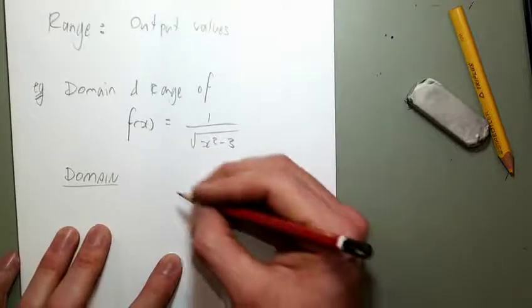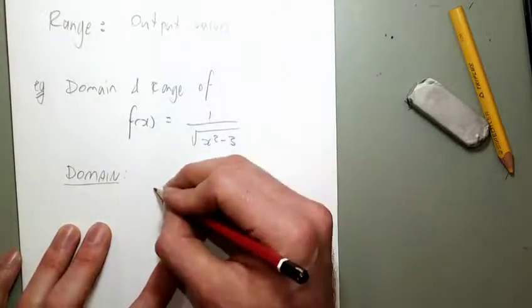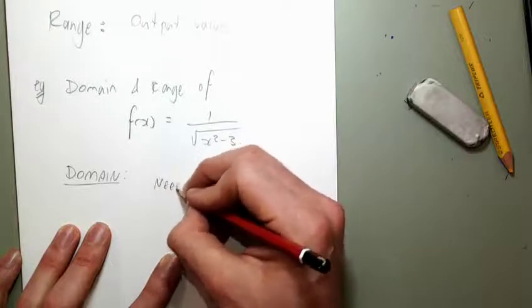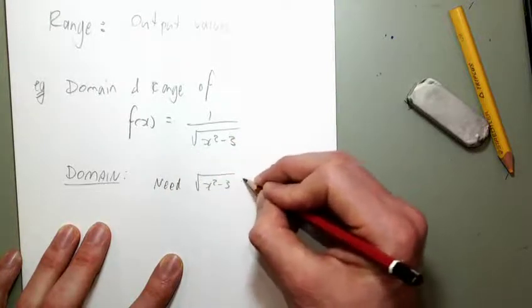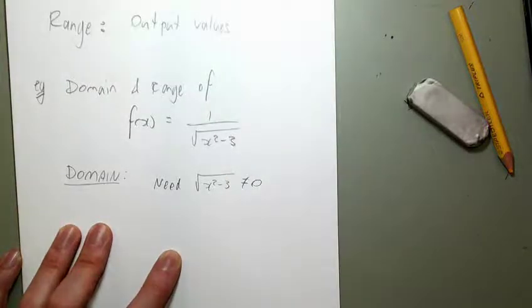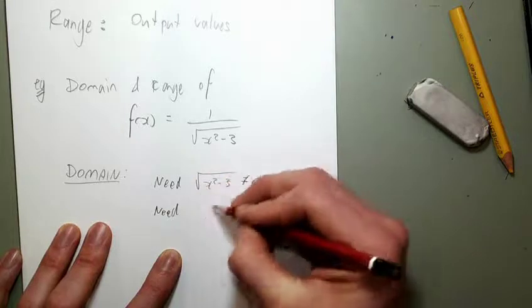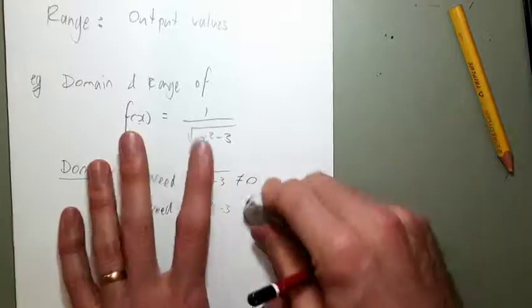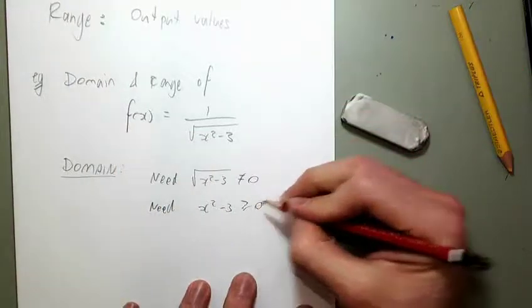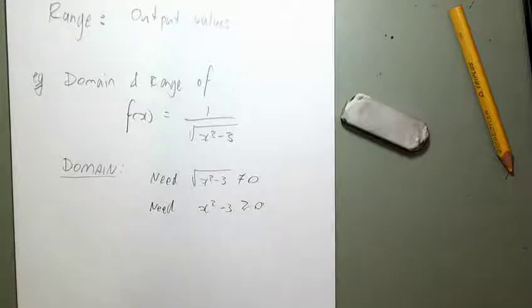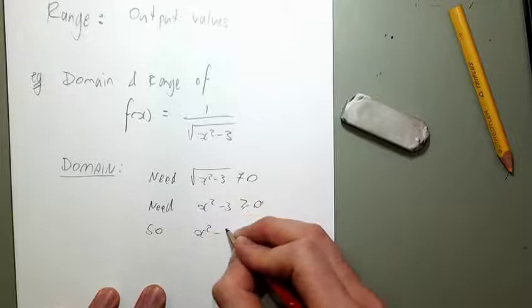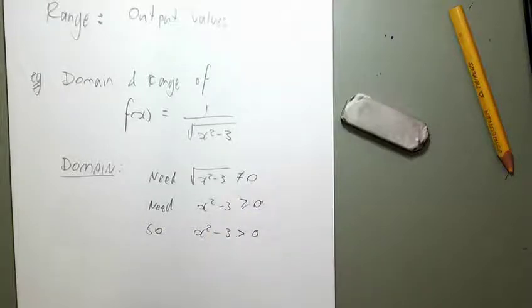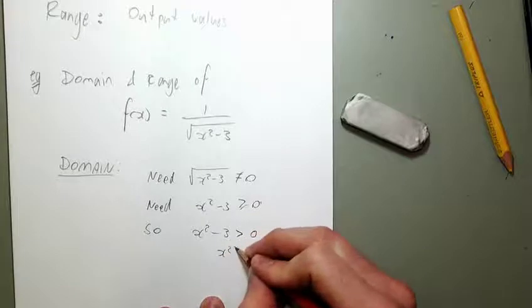So the first bit of reasoning is that the root is not allowed to be 0, because it's on the bottom of a fraction. We also need x squared minus 3 to be non-negative, because the root has to be defined. Now, since the root isn't allowed to be 0 and x squared minus 3 is allowed to be greater than or equal to 0, combining them together, this has to be strictly greater than 0. So I need x squared to be strictly greater than 3.